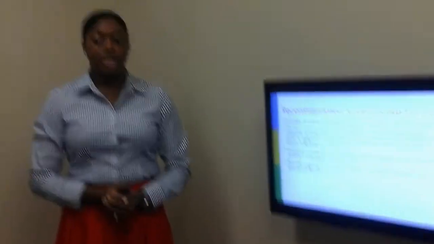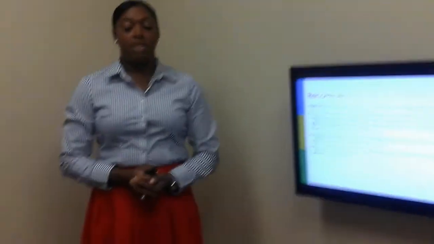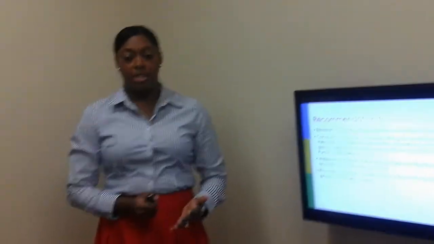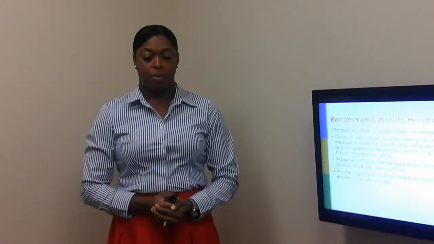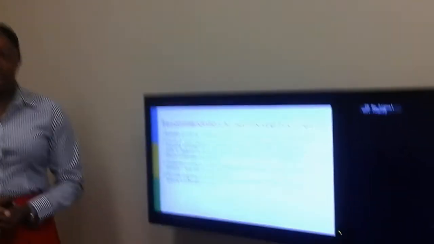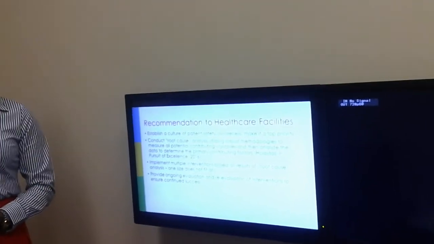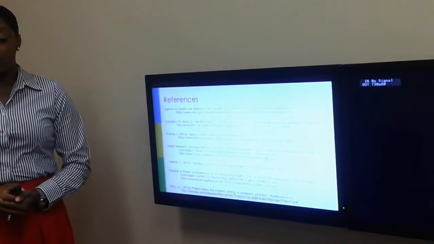It is also important to implement multiple interventions based on the results of the root cause analysis. Again, there is no one-size-fits-all solution. And finally, it's important to provide ongoing evaluation and reevaluation of the interventions to ensure continued success.